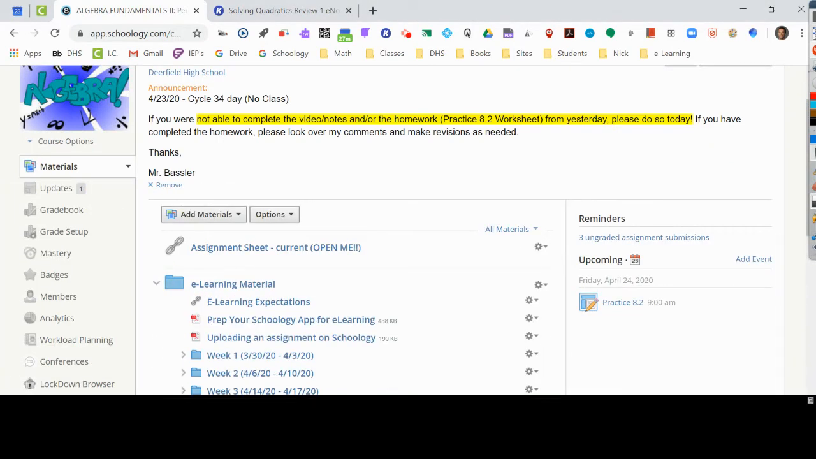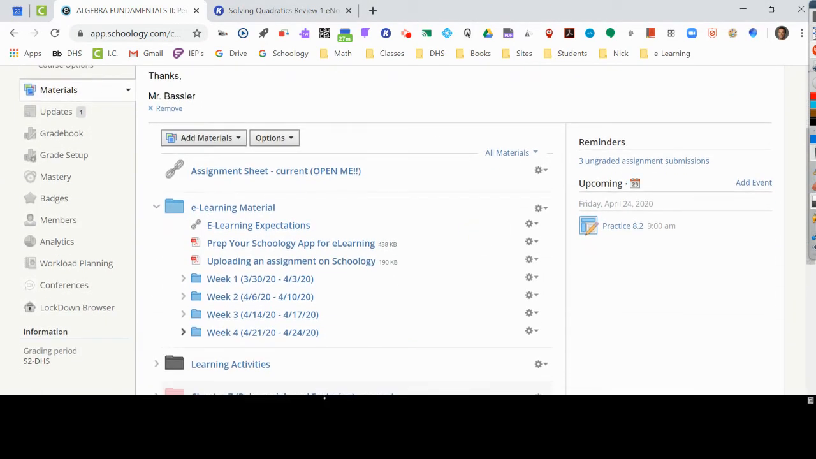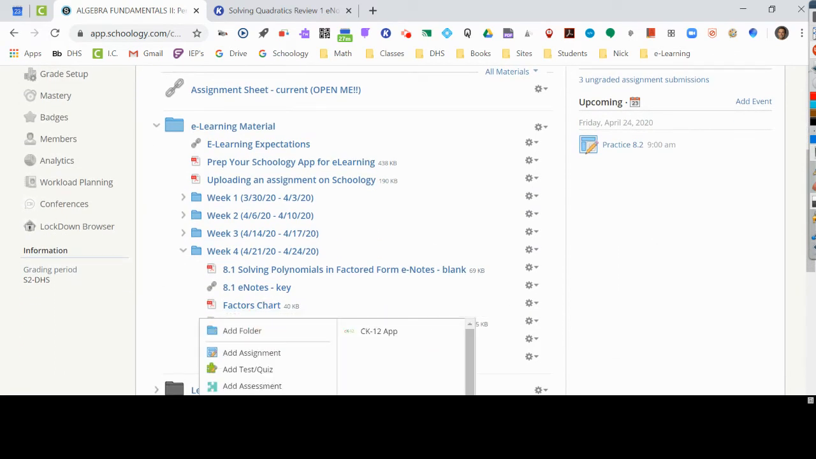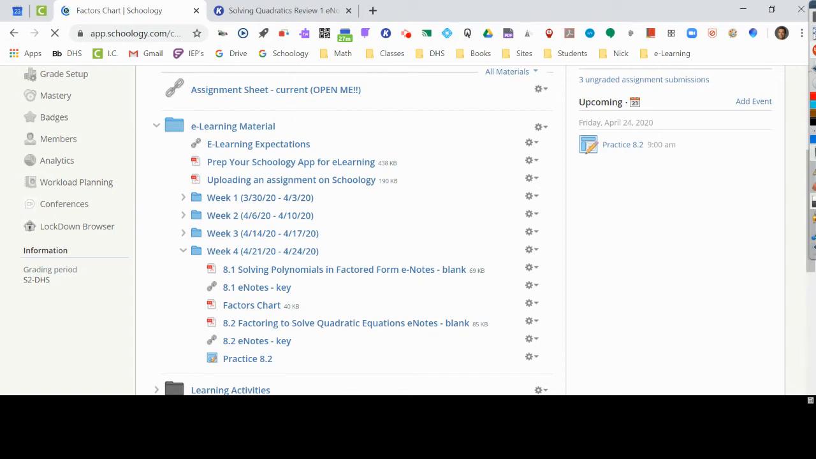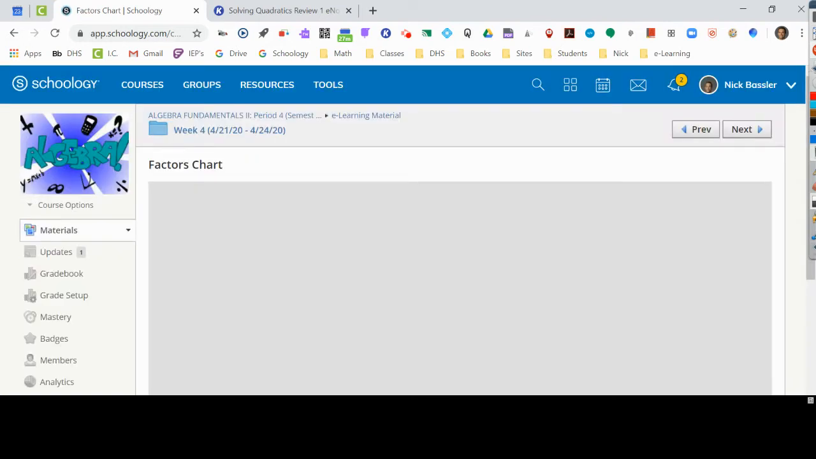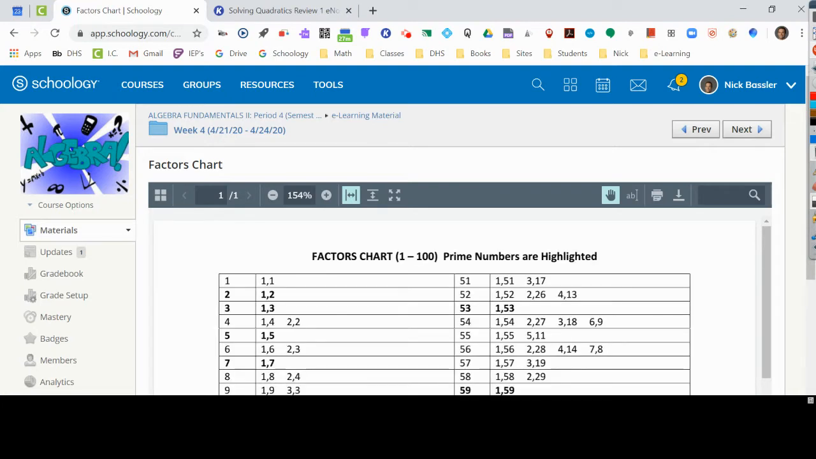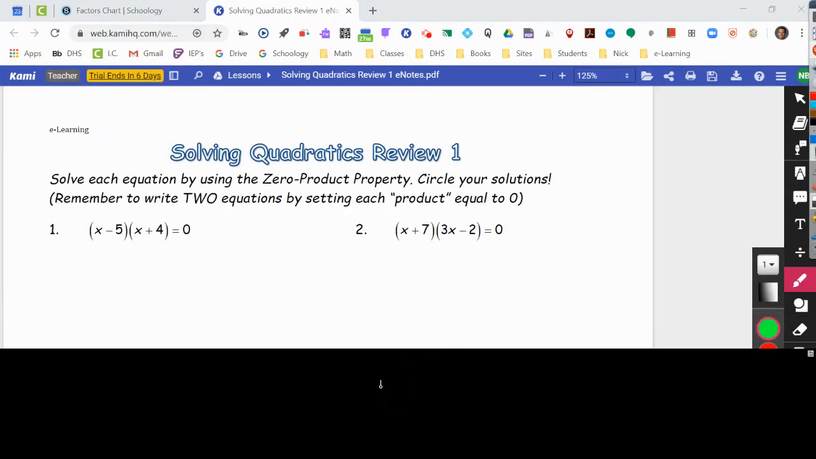Before we start the notes, I'm just going to remind you to look into Schoology and have this factors chart document. Since we're still dealing with factoring, we want to make sure that we have this factors chart document out, or hopefully you have it printed and have this in front of you while we're doing these problems, okay? So here we go.